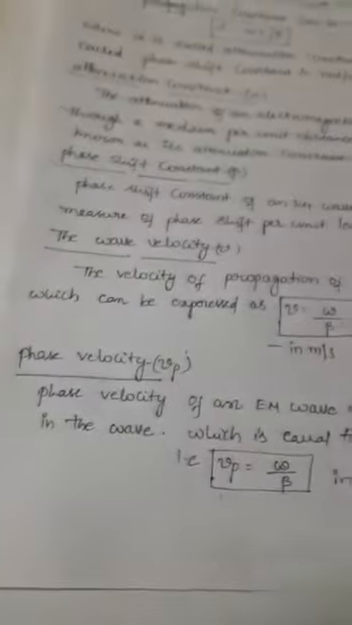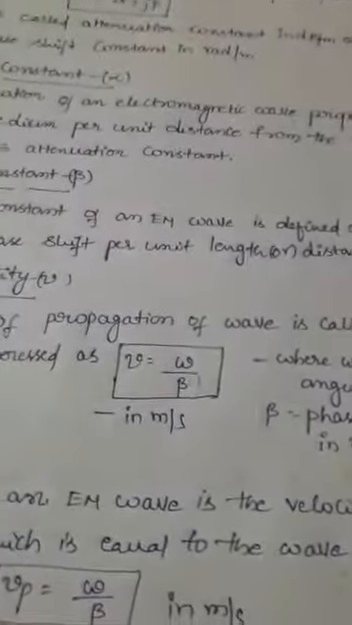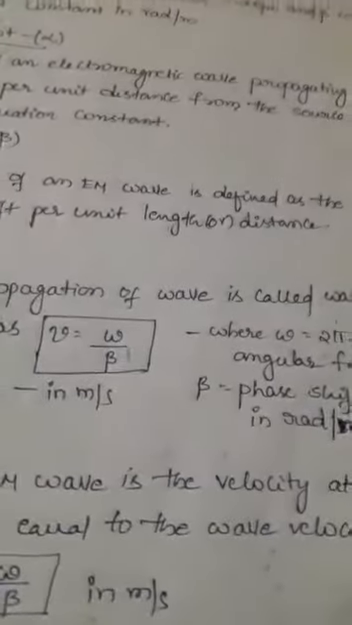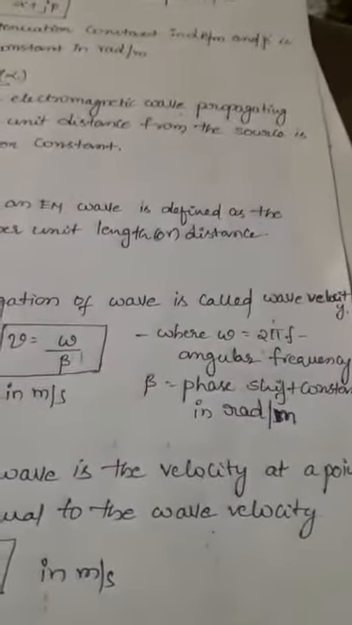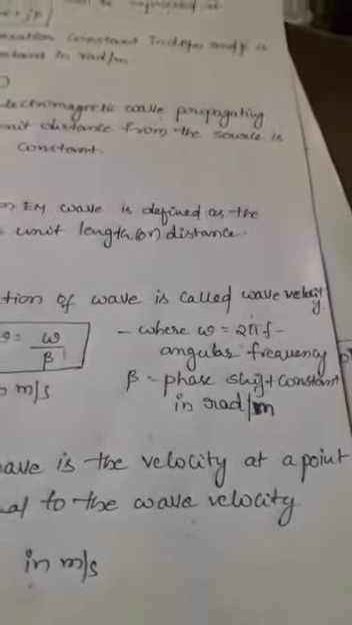The next characteristic is the wave velocity. Wave velocity means the velocity of propagation of the wave, the electromagnetic wave velocity. It can be expressed as V is equal to omega by beta, where omega is called angular frequency, 2 pi f, in radian per second.